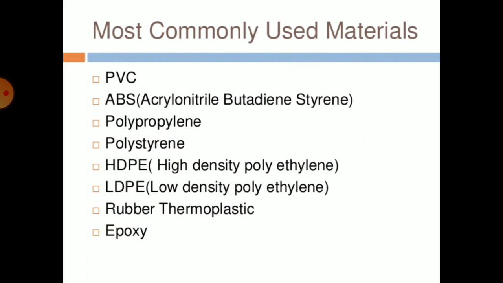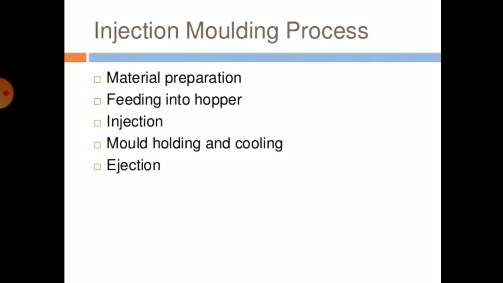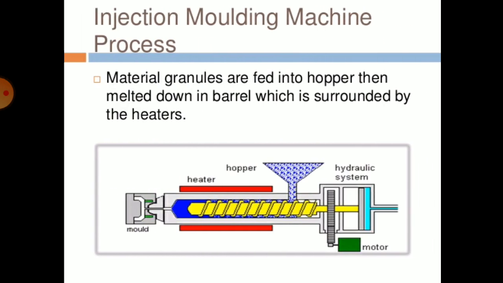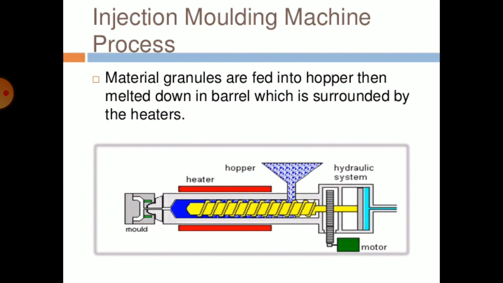Most commonly used materials are PVC, that is polyvinyl chloride, ABS, acrylonitrile butadiene styrene, polypropylene, polystyrene, HDPE, high density polyethylene, LDPE, low density polyethylene, rubber thermoplastic, and epoxy resins. The injection molding process is: material preparation, feeding into the hopper, injection, holding and cooling, and ejection. The injection molding machine process starts like that.